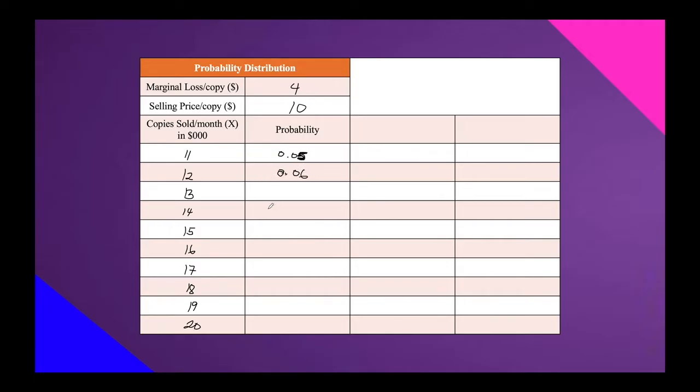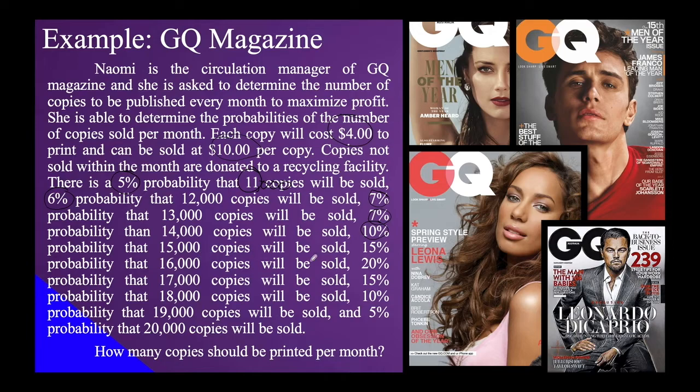0.06. Tapos dalawang 7. And 0.1 for the 10%. Now, let's move on sa 16,000 copies. Anong probability nun? Sa 15,000 is, ayun na yung 10. And 15% for the 16. So, 15, 20, 15, tapos 10, tapos 5.